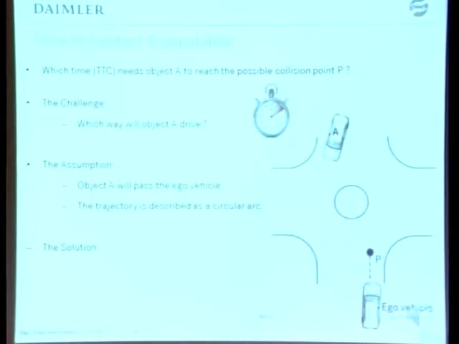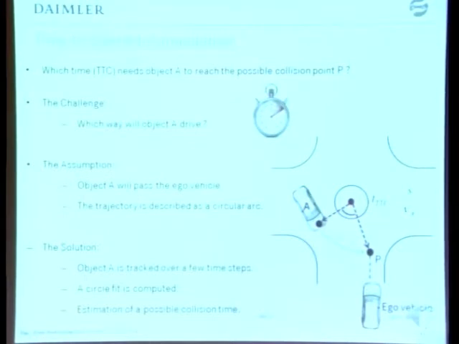Now we assume that we have tracked the car over a few time steps, and with the tracked points and the possible collision point P, we make a circle fit. After the circle fit, we can calculate the expected driving path S, and with the length of the path S and the current velocity of the car, we can estimate a possible or virtual collision time between our oncoming car and the possible collision point P.